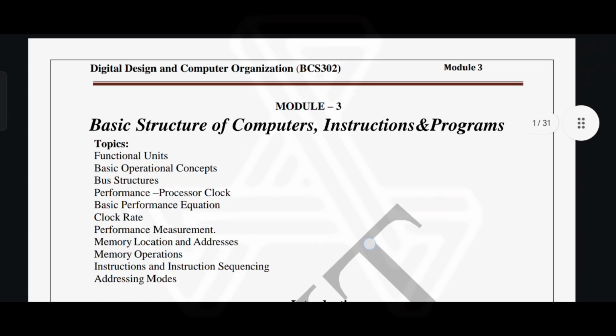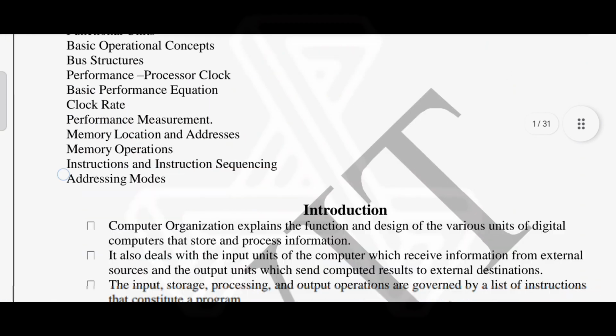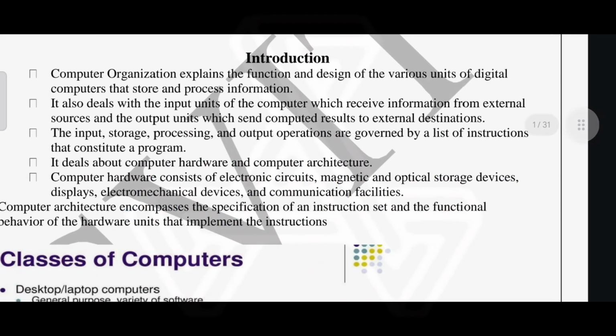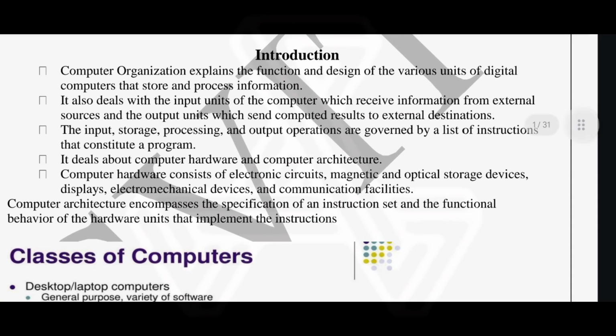Module 3: Basic Structures of Computers, Instructions and Programs. Introduction. Computer organization explains the function and design of the various units of digital computers that store and process information. It also deals with the input units of the computer, which receive information from external sources, and the output units, which send computer results to external destinations.